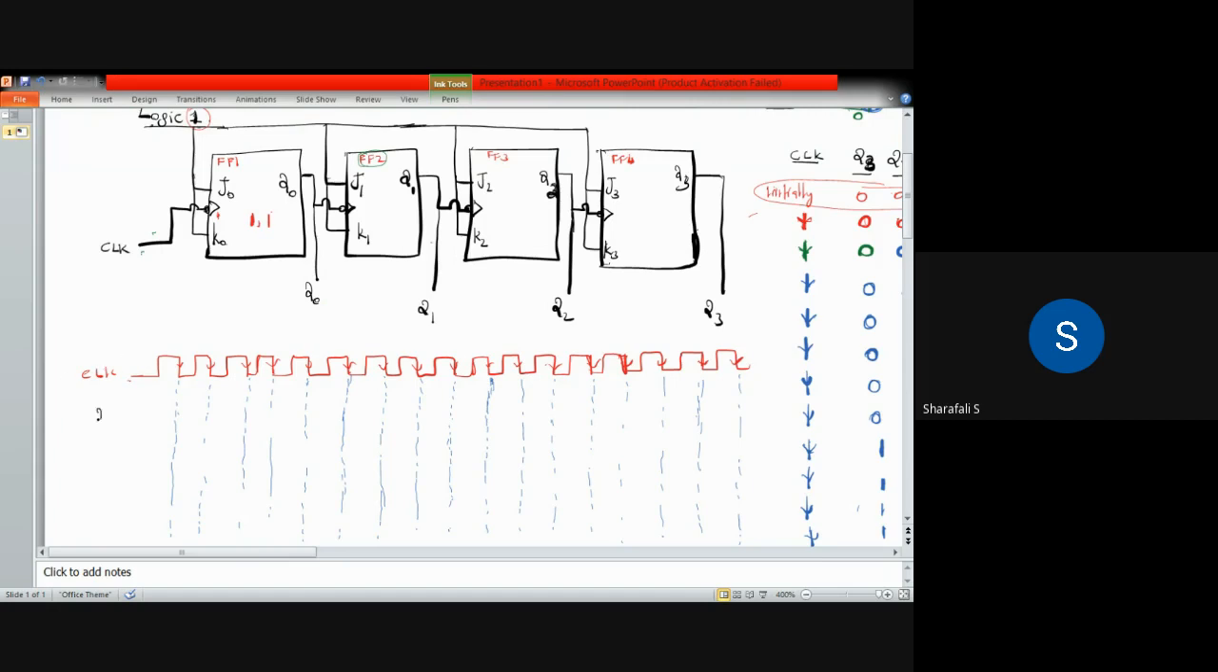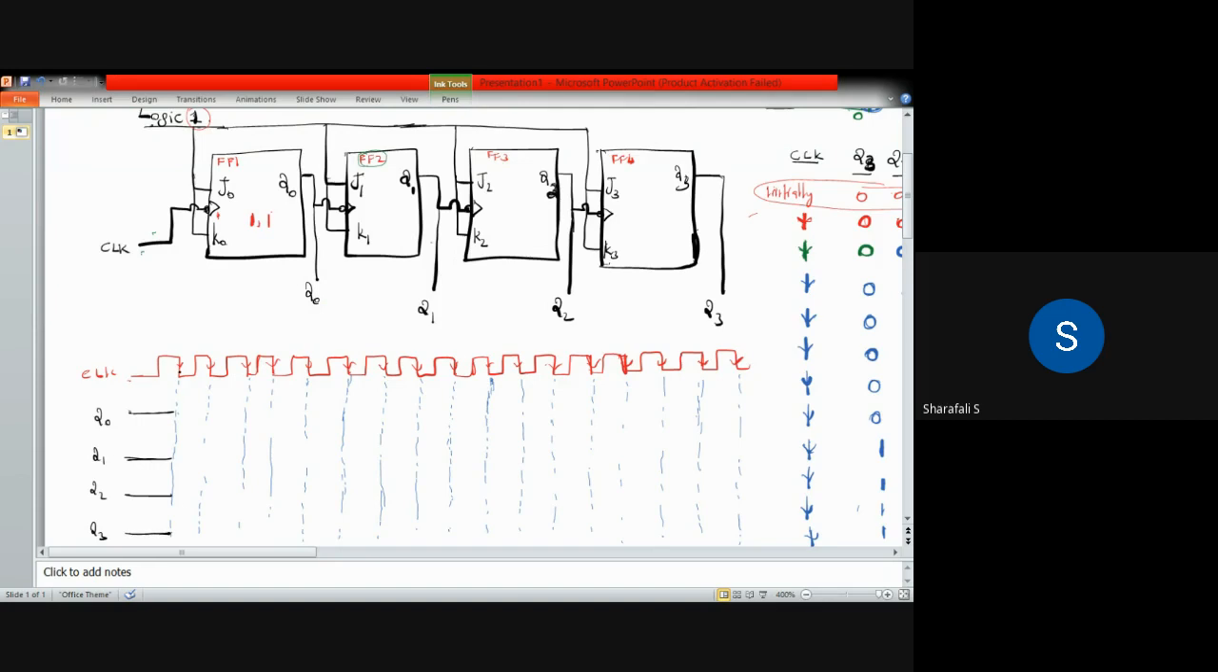Let's consider Q0, Q1, Q2, Q3, the different values. So first we consider Q0, then Q1, Q2, and Q3. Let us assume that initially all these values are 0. All these outputs are 0 initially. So this is 0. This one is also 0.